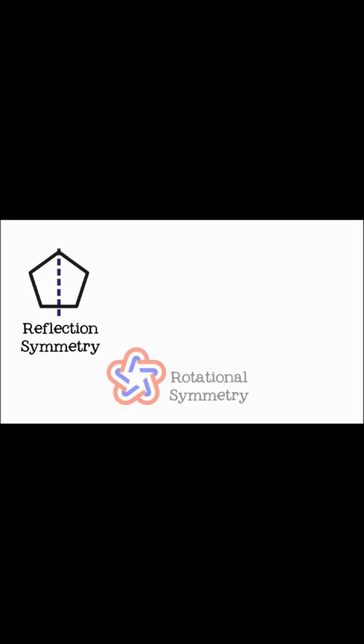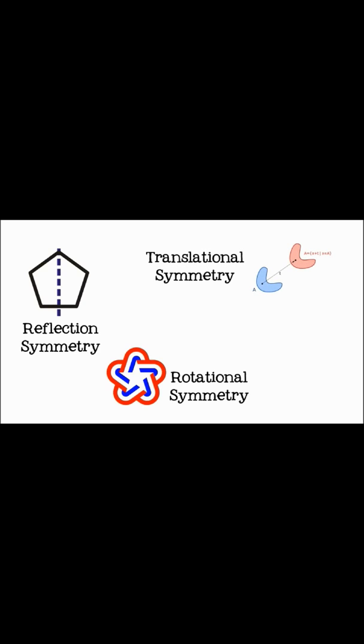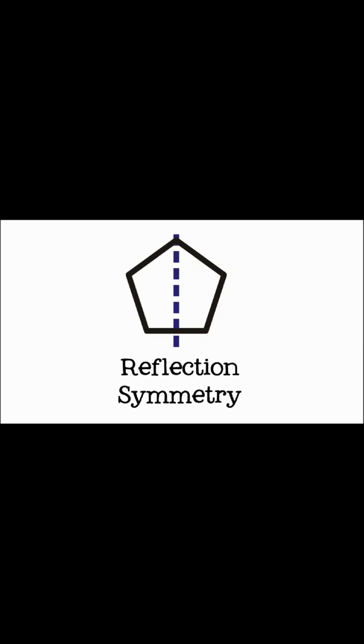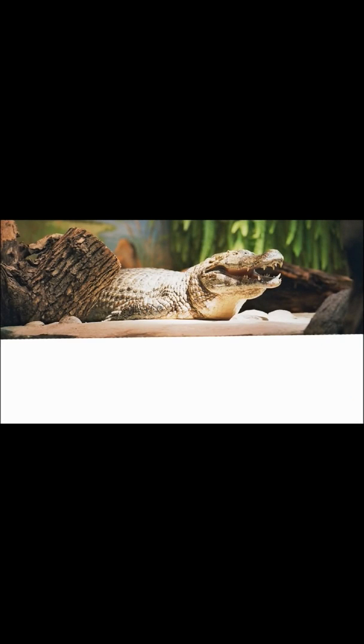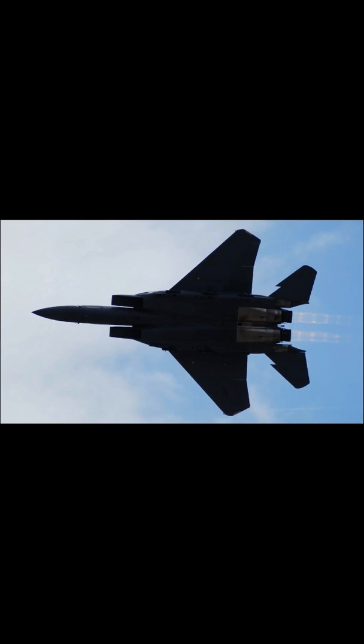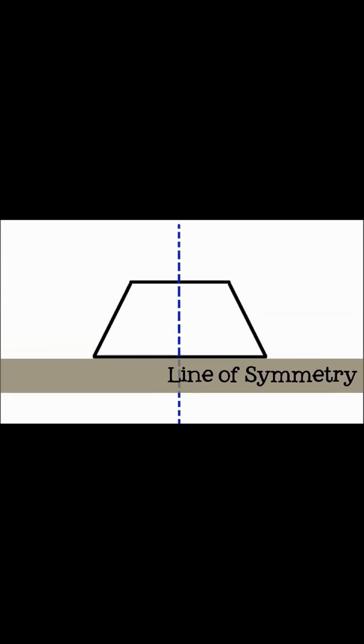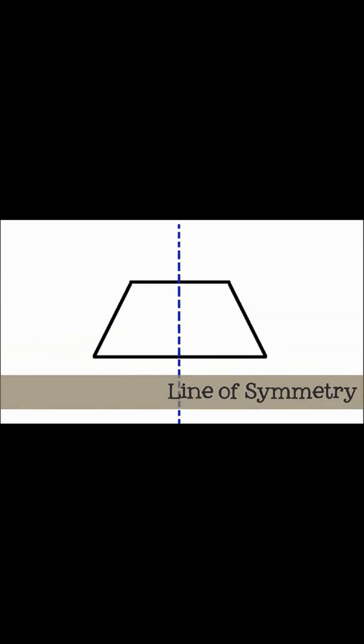There are many different types of geometric symmetry, but today we are only going to talk about the simplest form, reflectional symmetry. An object or image that has reflectional symmetry is like a mirror image. If you were to draw an imaginary line down the center of a symmetrical object and fold it in half along that line, the shapes would match up. This imaginary line is called a line of symmetry. Some symmetrical objects only have one line of symmetry, while others have more.